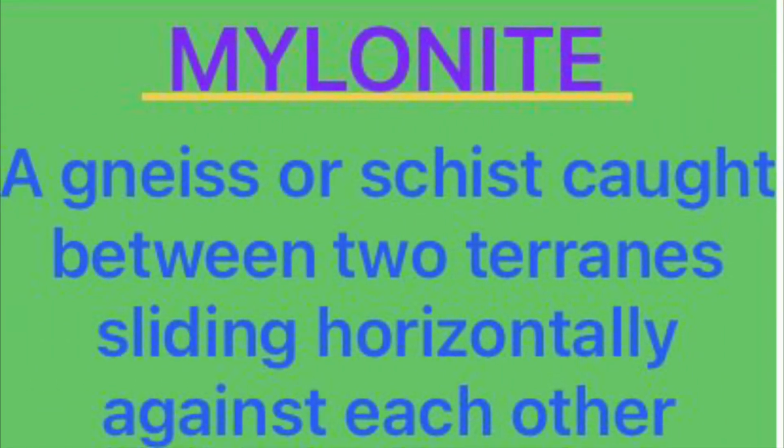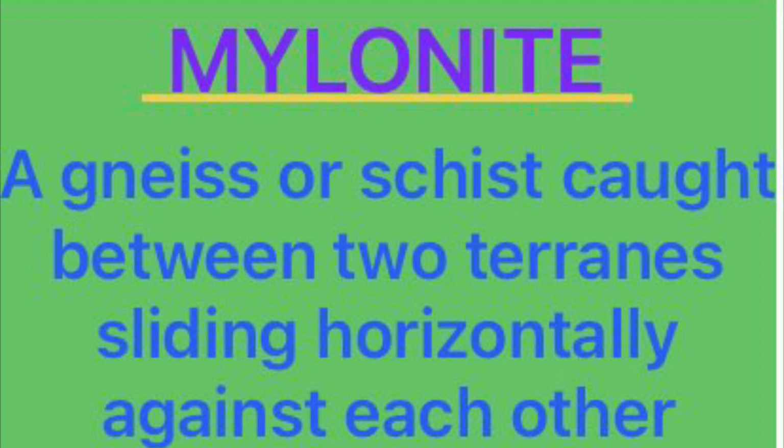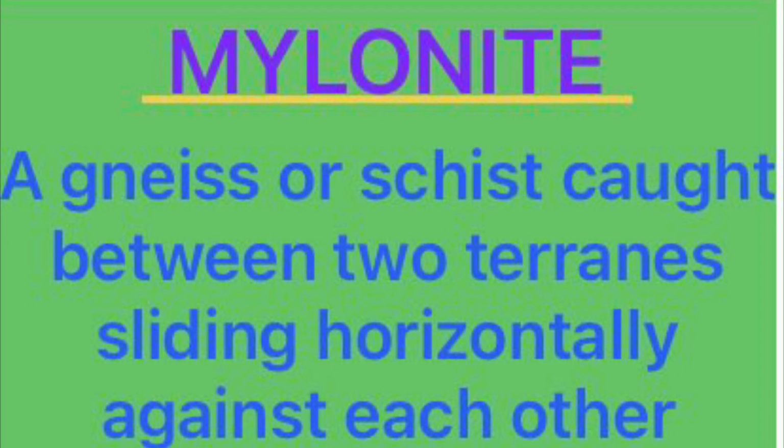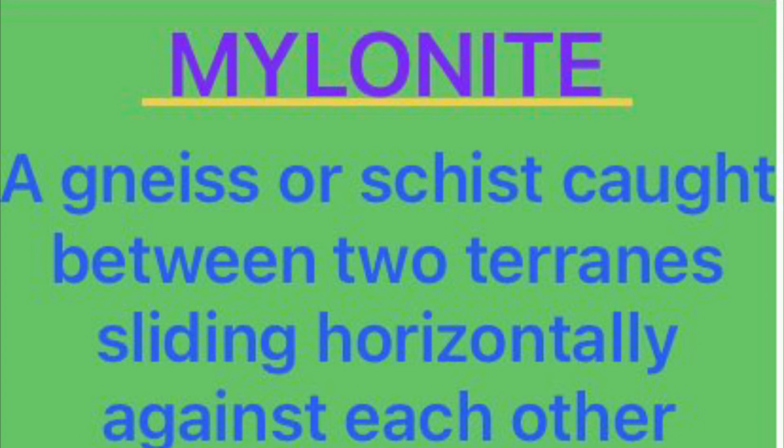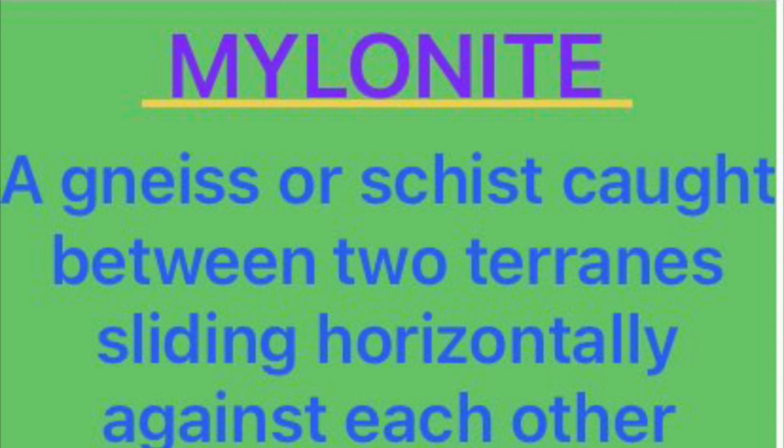The next funky term we have is MYLONITE. And by the way, there's only one more after this. Yay! MYLONITE is a gneiss or a schist that's caught between two geologic terrains that are sliding horizontally against each other. This causes massive sideways pressure that flattens out the minerals and smears them out.